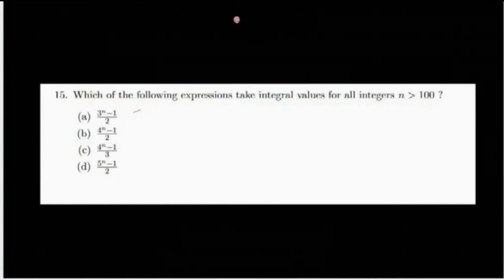So let's start with problem number 15. It says: which of the following expressions take integral values for all integers n greater than 100? So basically these expressions we have to check, are they integral, or do they take integral values or not? So let's start with the first one, (3^n - 1)/2.